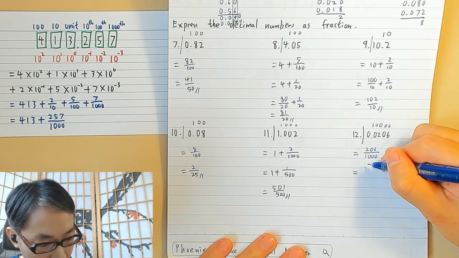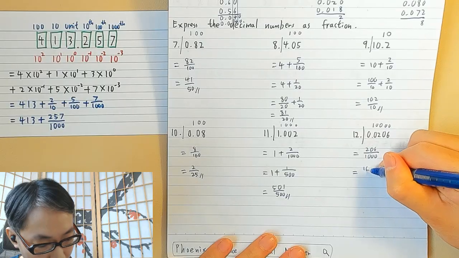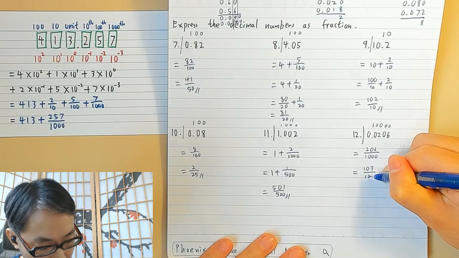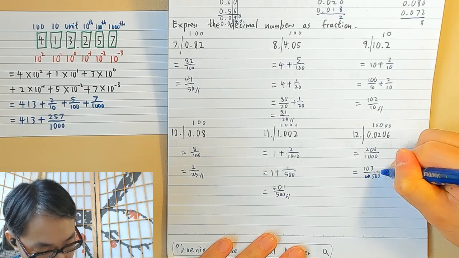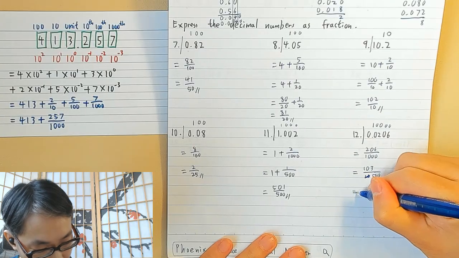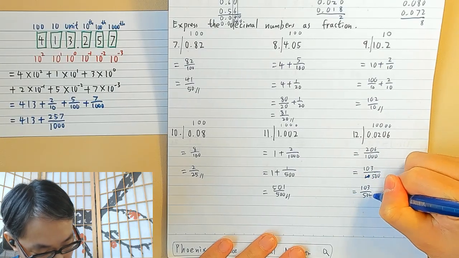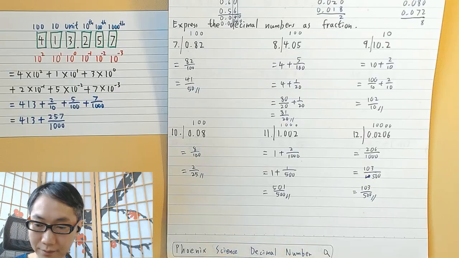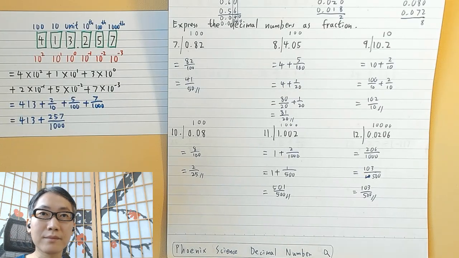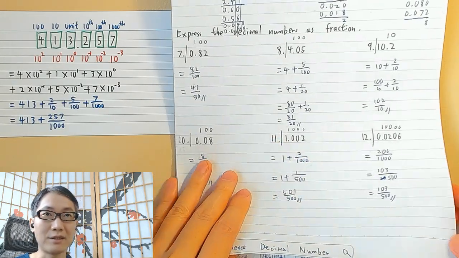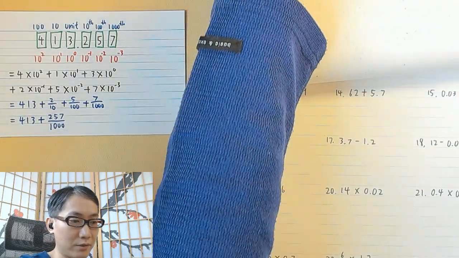Okay. Both of them are divisible by 2. 103 over 500. Okay, next let's do some evaluation.